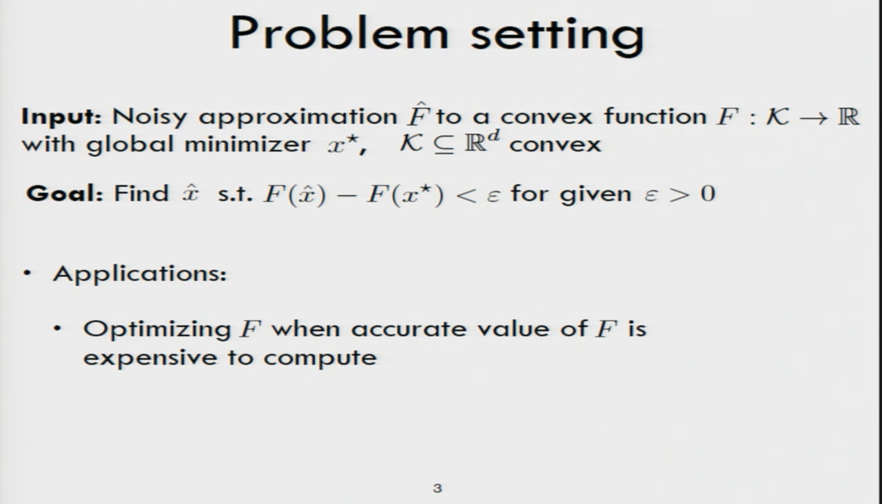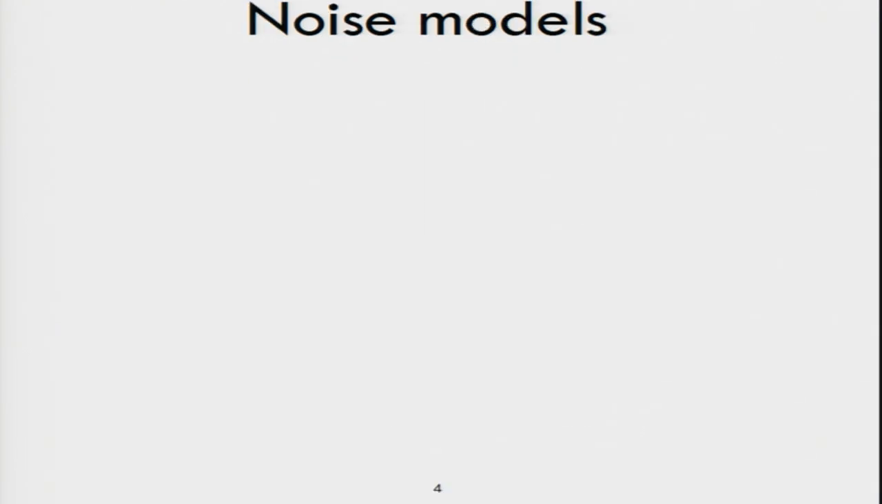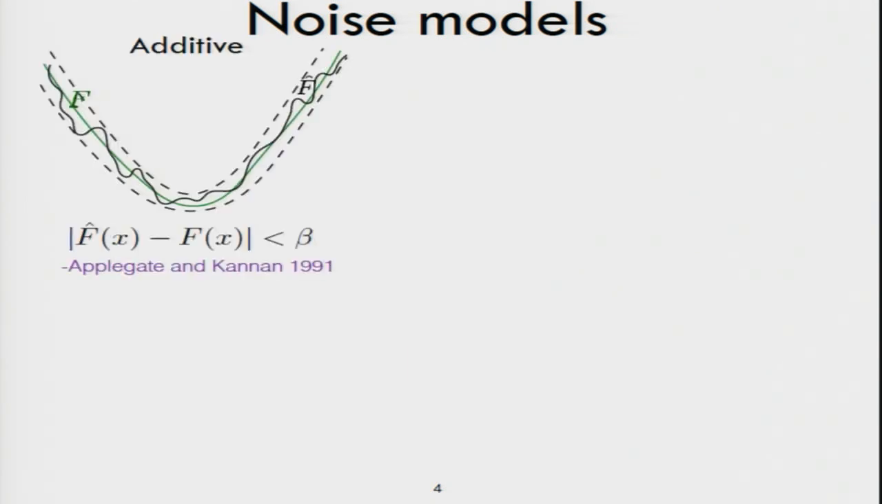Some applications of this problem setting are, one, if you want to optimize a convex function f, however, it's computationally expensive to evaluate this convex function. So instead, you want to evaluate a cheaper approximation f hat to this function. Another application is if you want to optimize a non-convex function, which is nevertheless known to be close to a convex function.